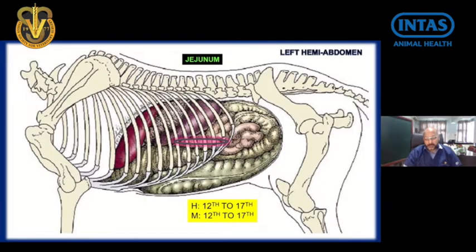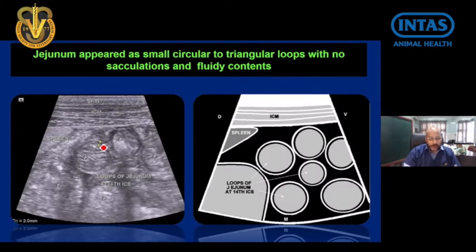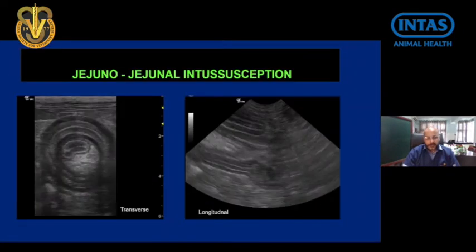Then the jejunum, that is on the left hemiabdomen, you will find the jejunum somewhere over here, just below the spleen. So you'll always find smaller loops here. These are the smaller loops here at the 14th intercostal space.